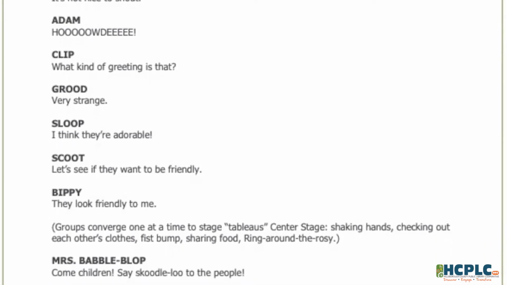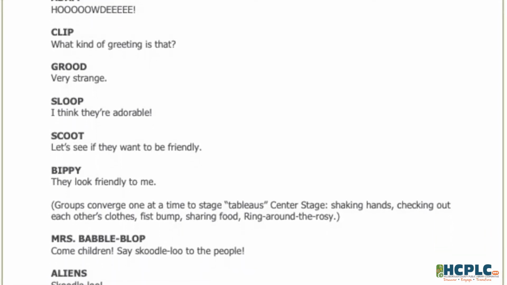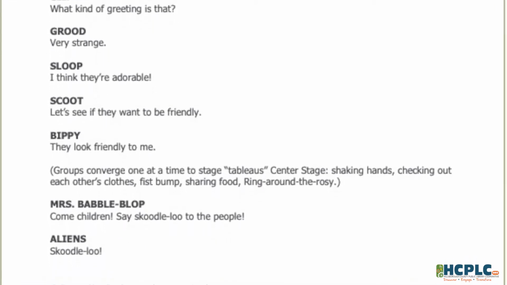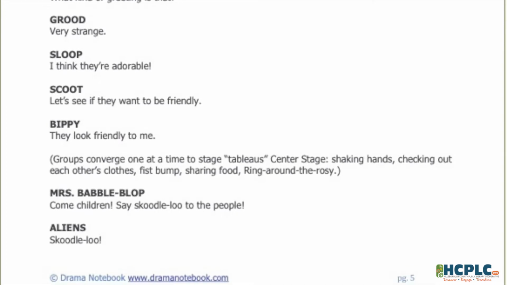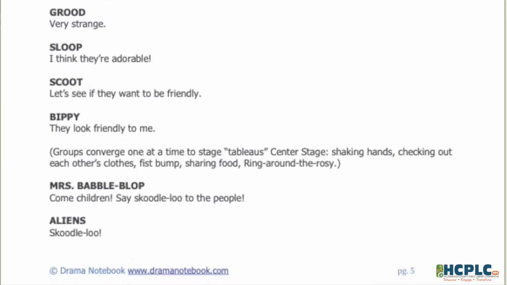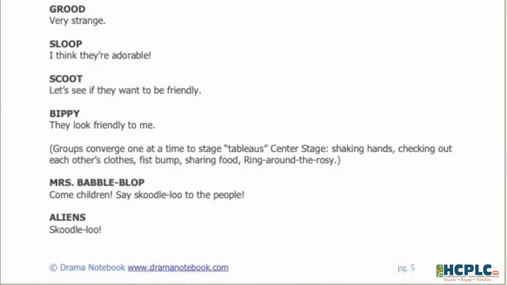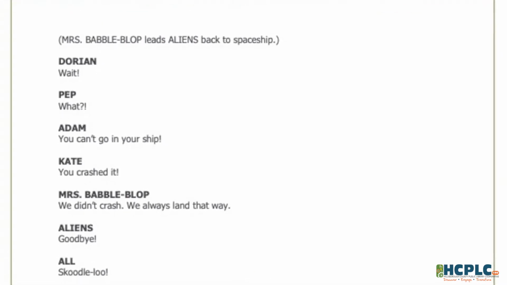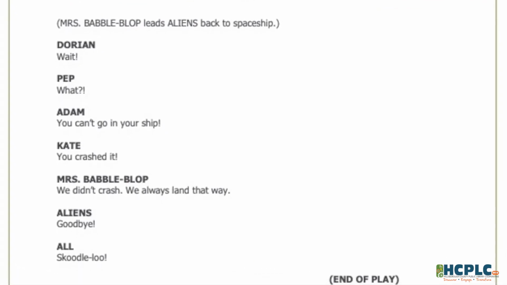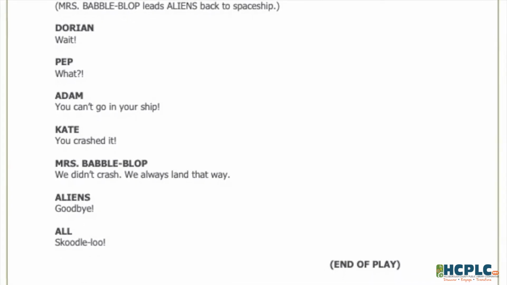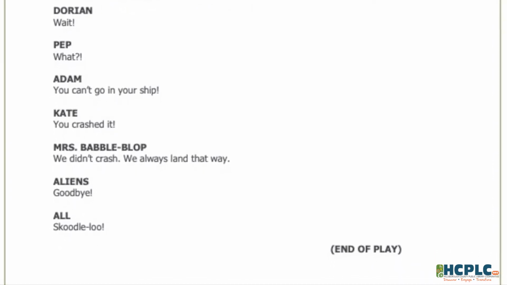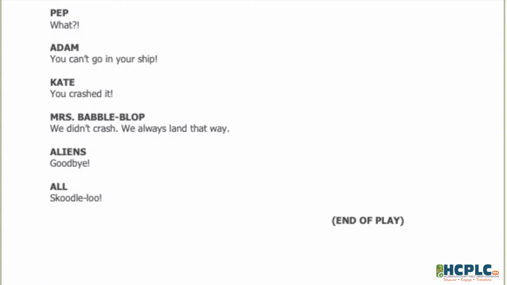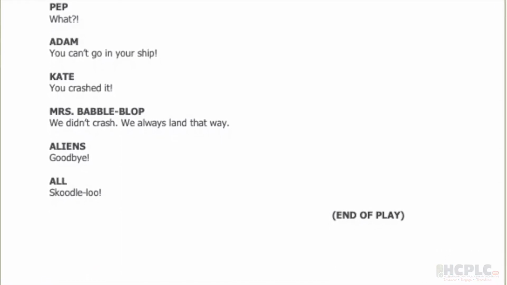Groups converge one at a time to stage tableaus center stage, shaking hands, checking out each other's clothes, fist bump, sharing food, ring around the rosy. Come, children, say scootaloo to the people. Scootaloo! Mrs. Babbleblop leads aliens back to spaceship. Wait, what? You can't go in your ship. You crashed it. We didn't crash. We always land that way. Goodbye. Scootaloo. End of play.